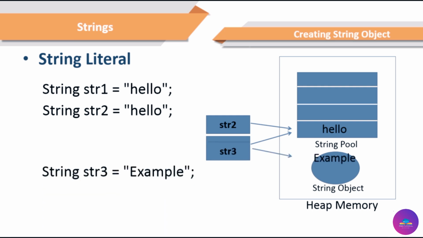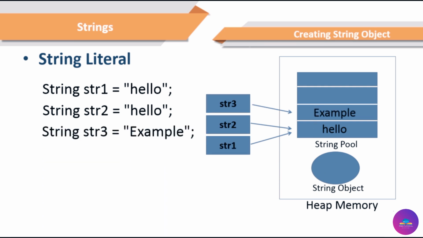Now, on the third line, String str3 equals "example". Here, a new string object with the string example is created in the string pool because the string pool doesn't already contain an object with the string example. Cool.